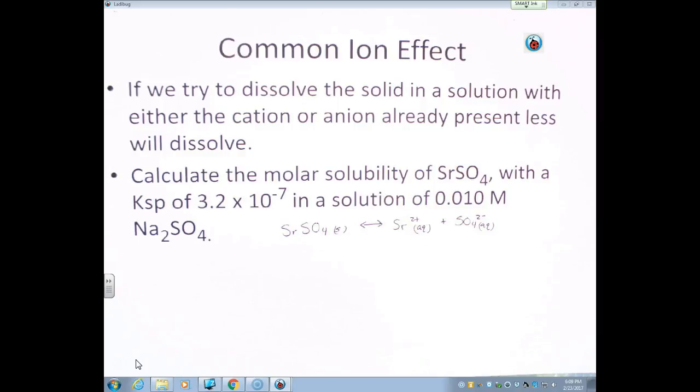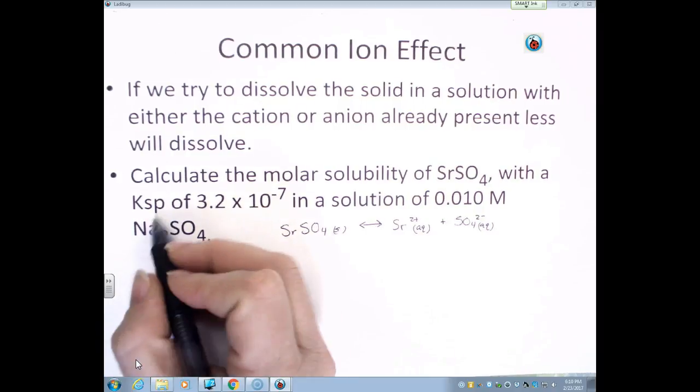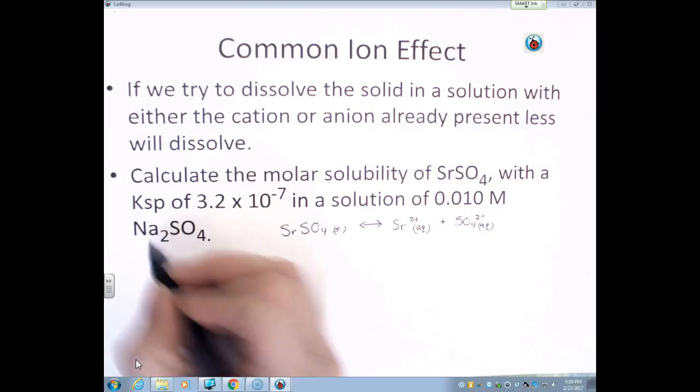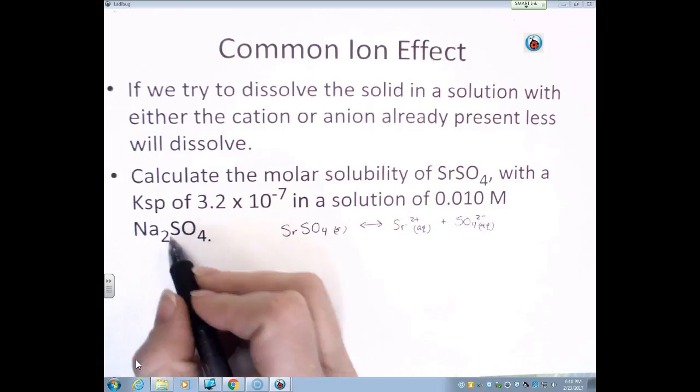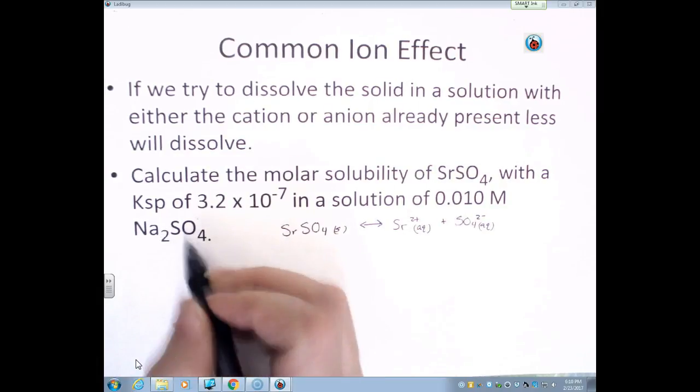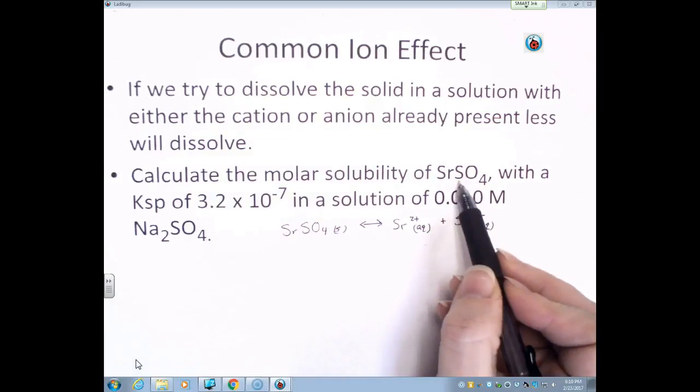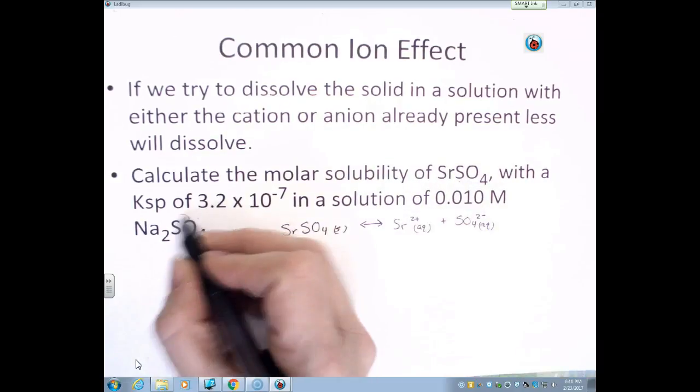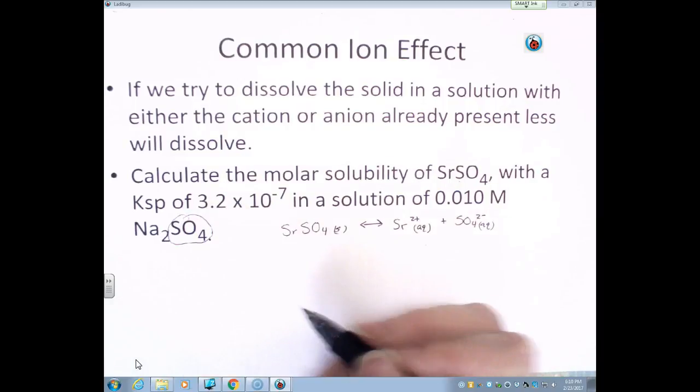So we're trying to calculate the molar solubility of strontium sulfate with a KSP of 3.2 times 10 to the negative 7. And we're going to do this in a solution of 0.010 molar Na2SO4, so sodium sulfate. Now, this is not a slightly soluble salt. Anything bonded to something in group 1 is totally soluble. But this does have an ion that is common to our slightly soluble salt, and that is the sulfate. They both have the sulfate involved.